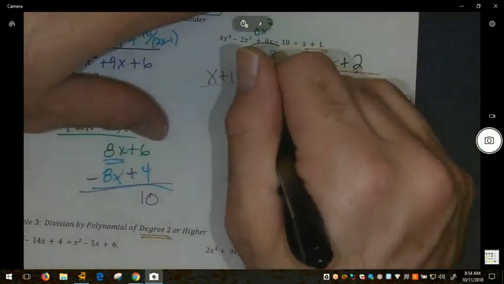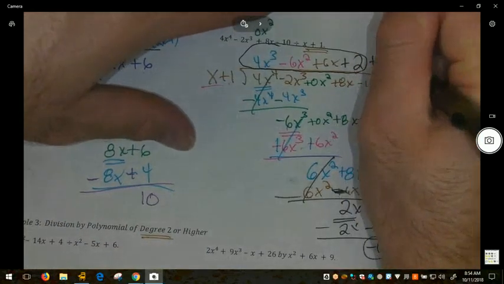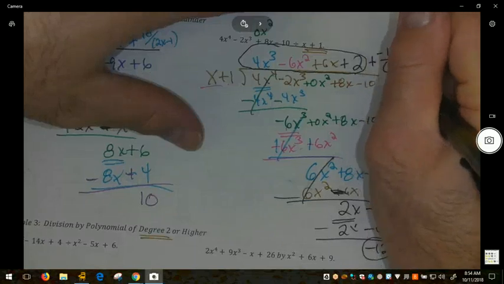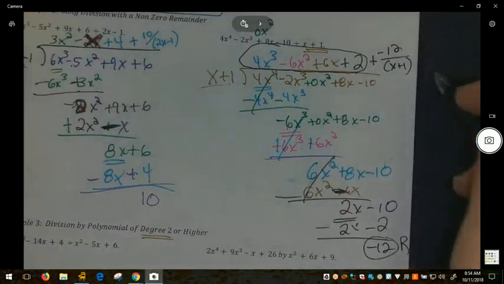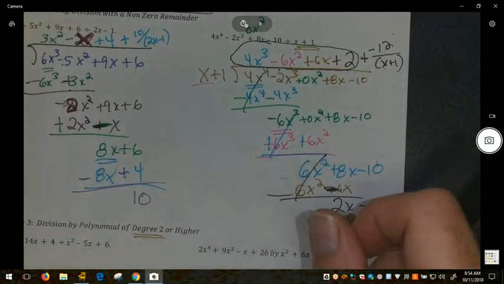So we have this as our quotient plus negative 12, or you could just write minus 12, over the divisor of x plus 1. So we have our quotient plus the remainder over the divisor when it does not go in evenly.